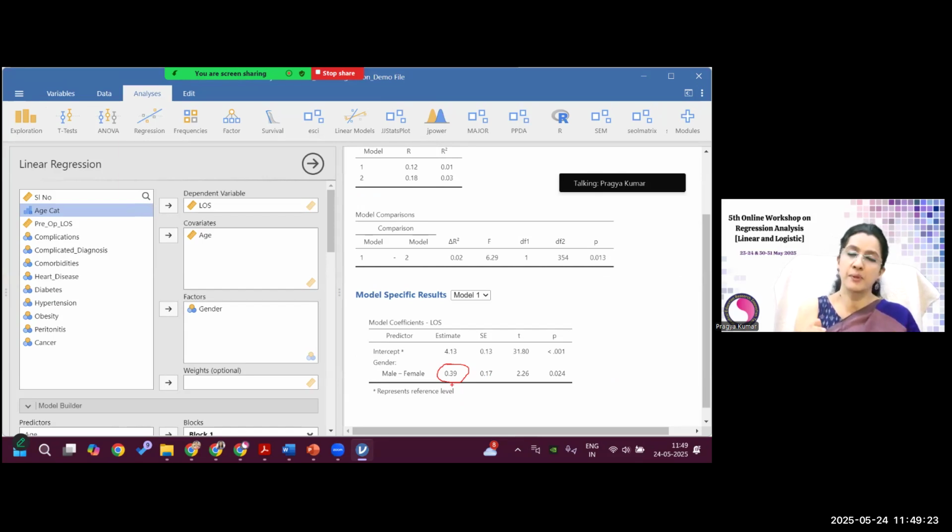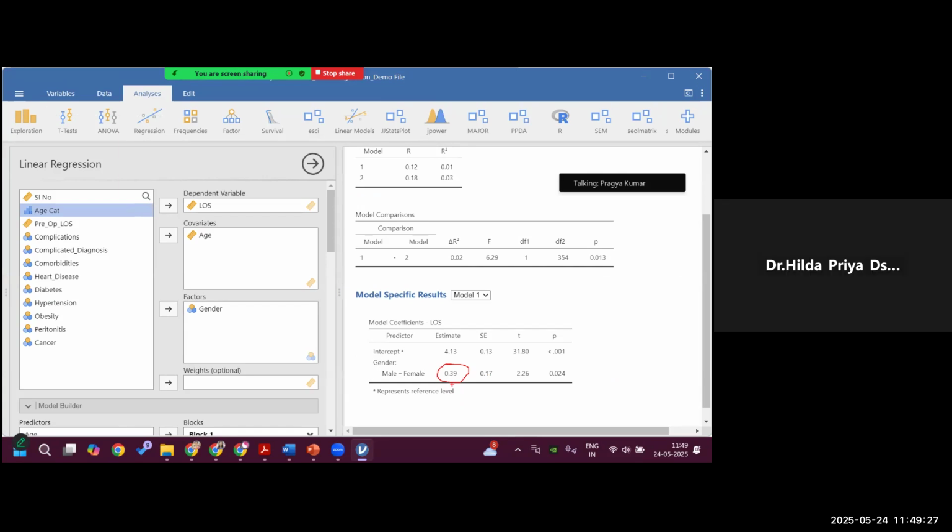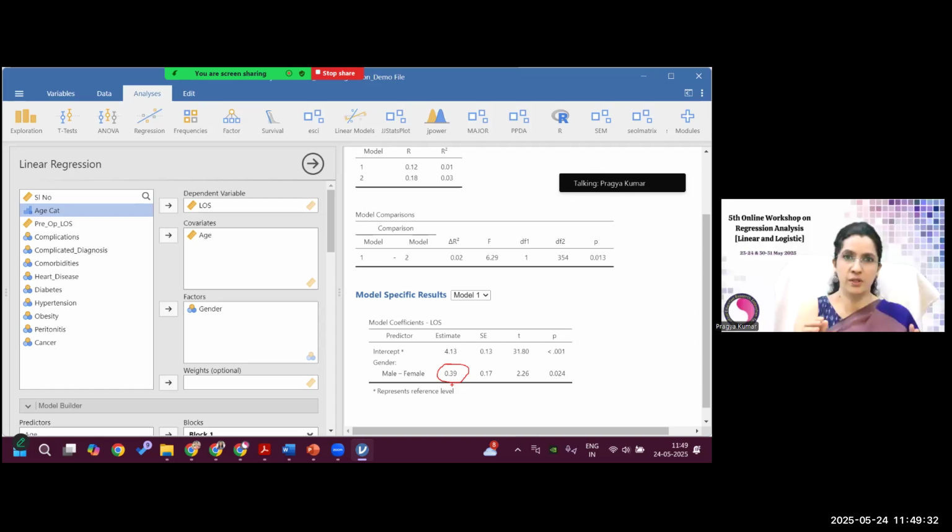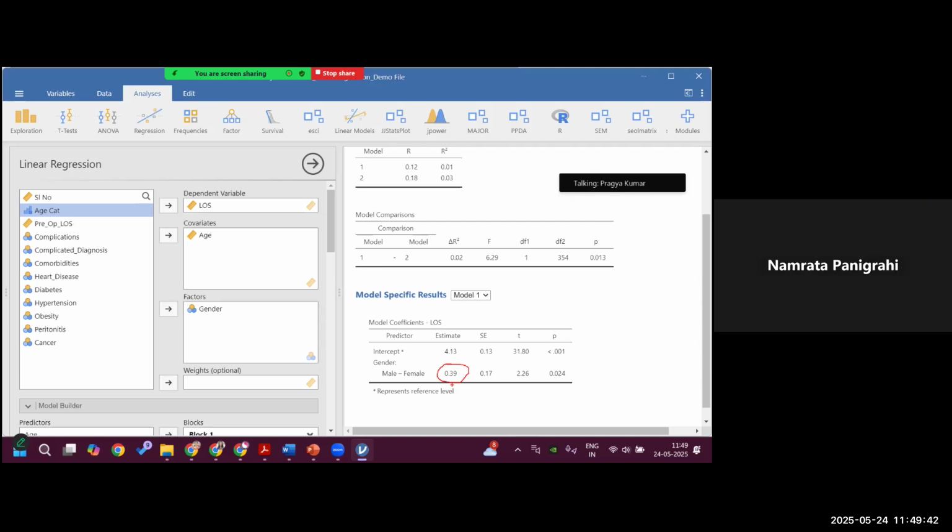Did you get it up till this point? Then I'll move ahead. Yes, ma'am. Yes, ma'am. I have one doubt. Okay. So should I first let me complete the other two people doubt, then I'll come to you, Priyanka. Or is it, if it is related to this process, then you can tell it now. Ma'am, it is related to this one only.